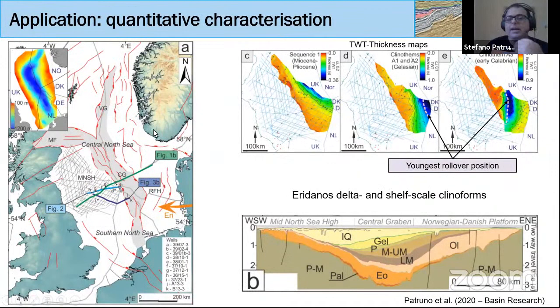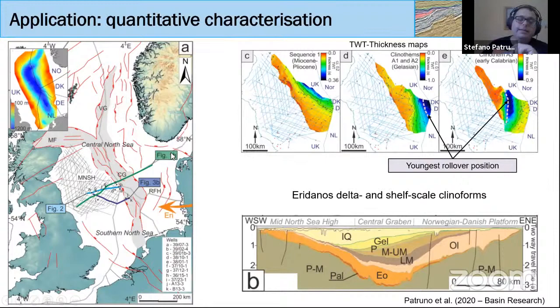The Eridanos system, for those of you who do not know the North Sea, is a recent, they call it a delta. In reality, it's a shelf edge scale clinoform, very much associated to a sediment input point because it is associated with very high speed of progradation. So, generally speaking, we can call it a shelf edge delta. And this sediment input point was coming from Fennoscandia. So it was coming from Denmark and Norway into the central North Sea. That's the central North Sea and southern North Sea.